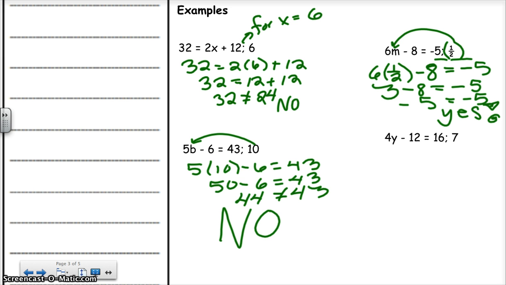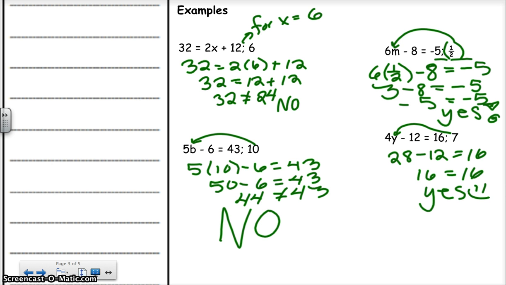Okay, here we go. Another one. 7. Does 4y minus 12 equal 16? 4y is equal to 7. Does 28 minus 12 equal 16? 16 equals 16. Yes. Solution.